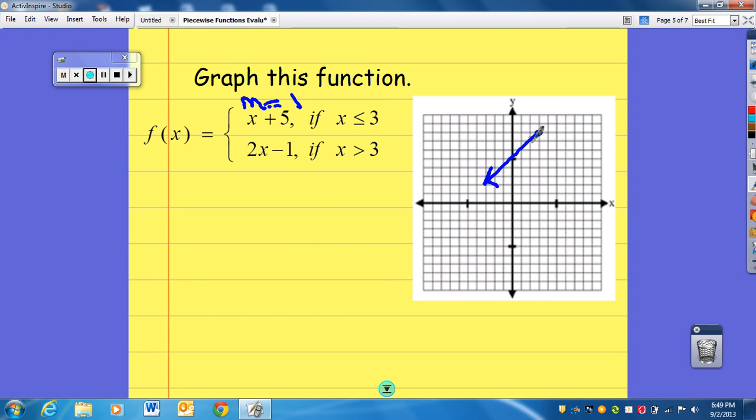Well, let's check a value to make sure. So if my x value were a positive 2 and I were plugging that in, I would have 2 plus 5, which would be 7, and that would be right here at this particular point.